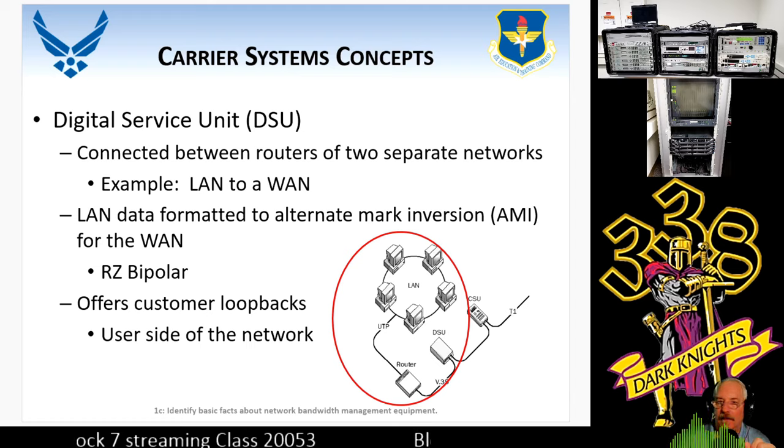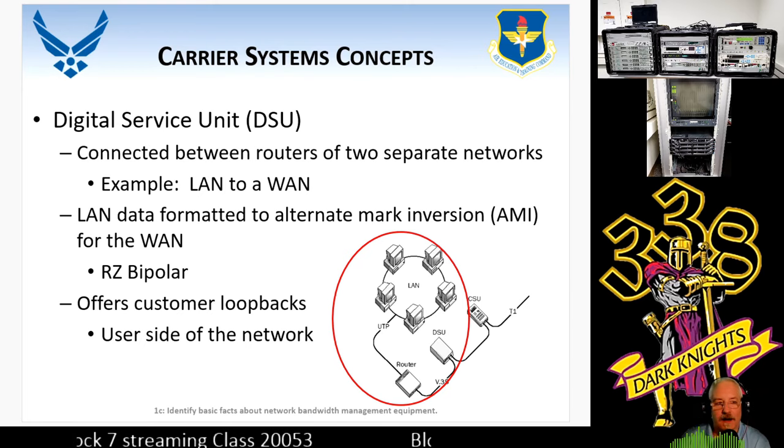Remember I told you about RZ bipolar and RZ bipolar zero suppression? Well, both of those are considered alternate mark inversion. Get it? Alternate mark, bipolar, it's the same thing. Now, with this one, it only uses RZ bipolar, which is not self-clocking. User side of the network. In other words, it's looking at us.